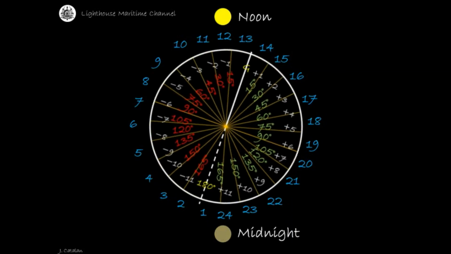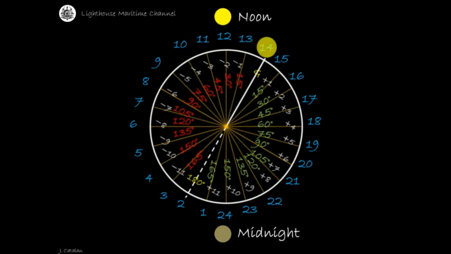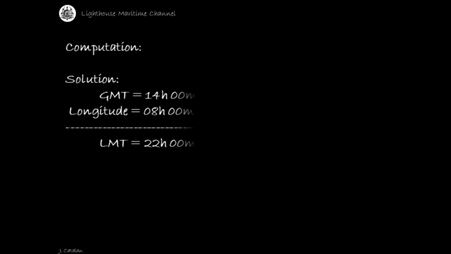If it is 1400 hours at GMT, and the longitude of the observer is 120 degrees east, what is the LMT of the observer? It is clear that the LMT is 2200 hours. By computation, GMT time is 1400 hours. The longitude is 120 degrees east, divided by 15 to obtain time. The result is plus 8 hours. The sum is equal to 2200 hours.